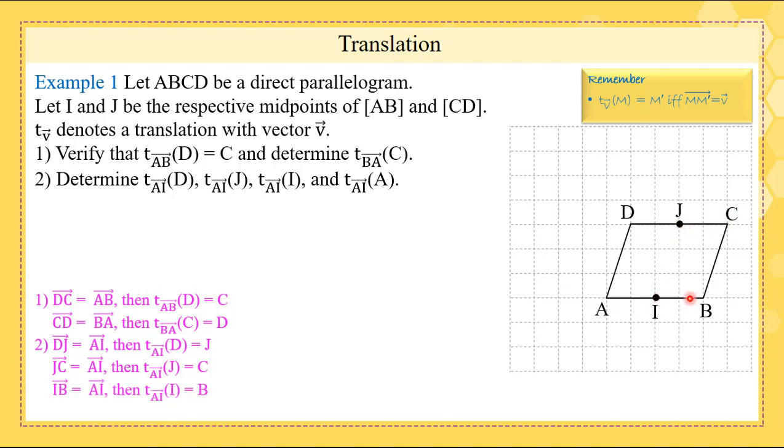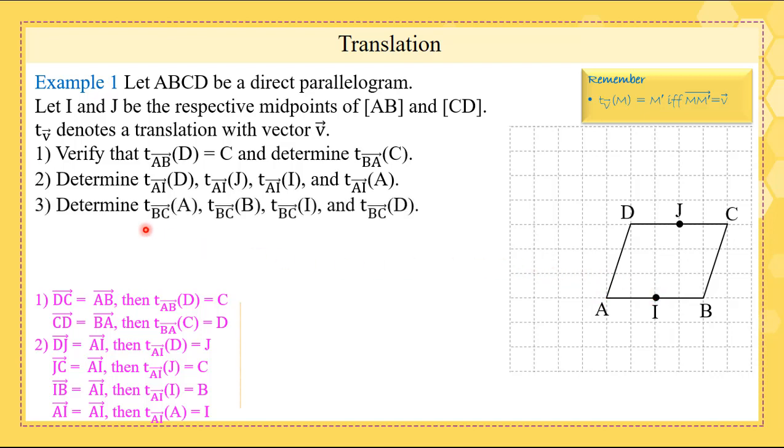And since IB vector is equal to AI vector, then the translation of the point I by vector AI must be the point B. And since AI vector is equal to AI vector, then the translation of the point A by AI vector is the point I. Now part 3. Determine the translation of the point A, the translation of the point B, the translation of I, and the translation of the point D by the same vector BC. Now since AD vector is equal to BC vector, then the translation of the point A by vector BC is the point D. And since BC vector is equal to BC vector, then the translation of the point B by BC vector is the point C.